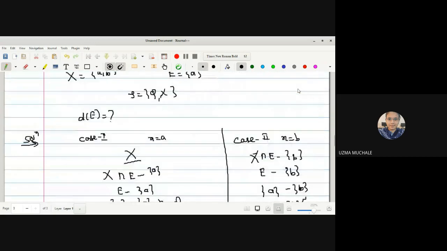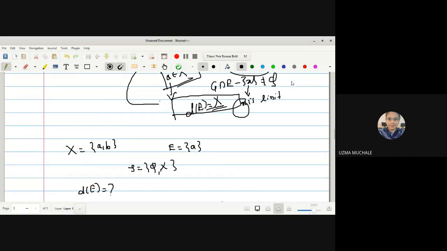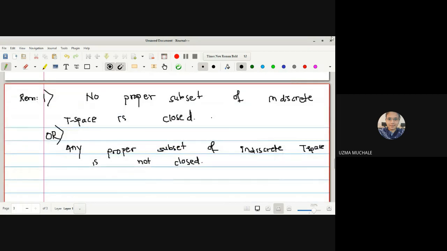In this example also, singleton A is a proper subset of capital X. So hence, if you take any proper subset of an indiscrete T space, it is not closed. Sorry, no proper subset, it's correct. No proper subset of an indiscrete T space is closed. And if you take any proper subset of an indiscrete T space, that is not a closed set. Have you understood both the statements?